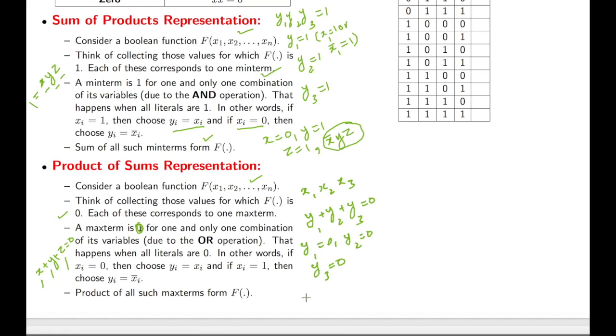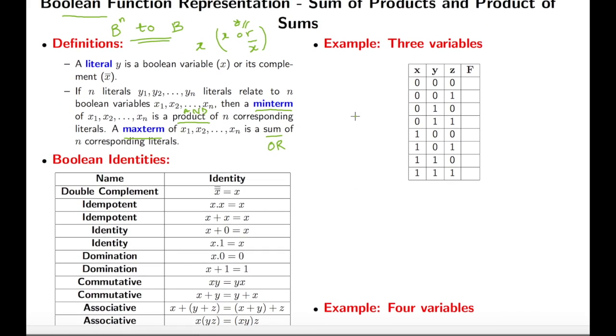So if x1 is equal to 0, then y1 should be equal to x1, correct? But if x1 is equal to 1, then y1 should be equal to the complement of x1, because we want all y's to be 0 for the OR operation. So we choose yi equal to xi if xi is 0, and if xi is 1, we choose yi equal to xi complement, and then we take the product of all such max terms. Now an example: we'll do examples for 3 variables and 4 variables.